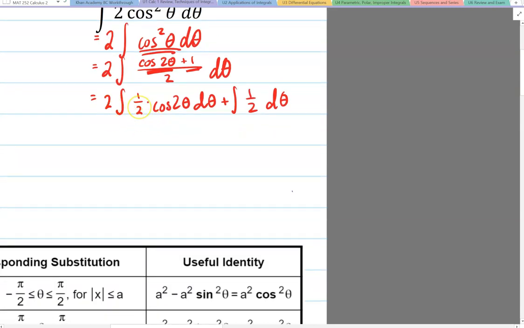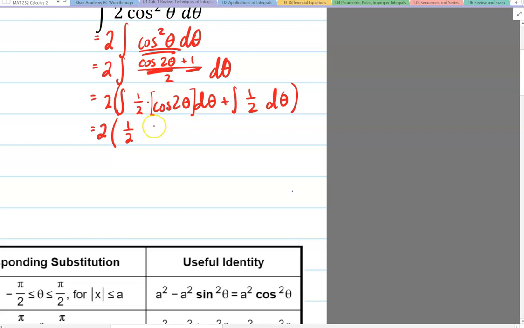So now this 2 times, oops, and there should be a grouping symbol here. There we go. This 2 times, well, let me do it this way. Let's leave the 2 alone for a second. The integral of 1/2 cosine 2 theta d theta. Well, the 1/2 can be pushed to the outside of the integral, and now we just have to find the antiderivative of cosine 2 theta.